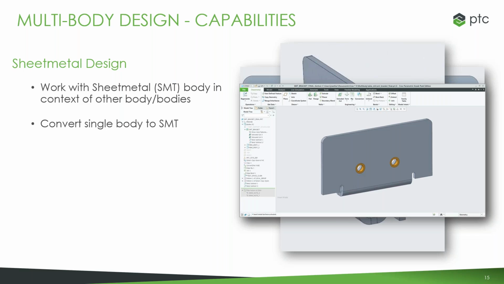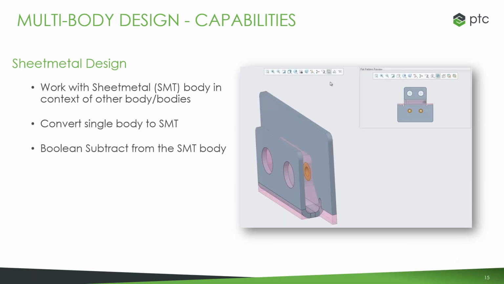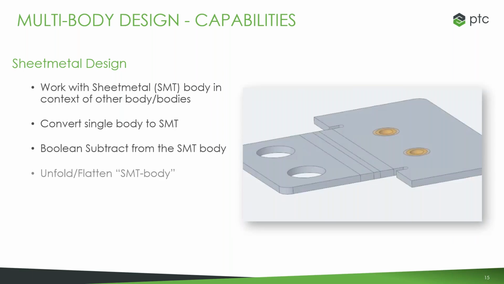You can have multiple sheet metal bodies, and every time you activate or work on a particular sheet metal bracket or sheet metal body, it has its own tools, defining flat wall and flange walls and things like that. You can have one sheet metal body and another solid modeling body. You can have a combination of both. You can do Boolean operations.